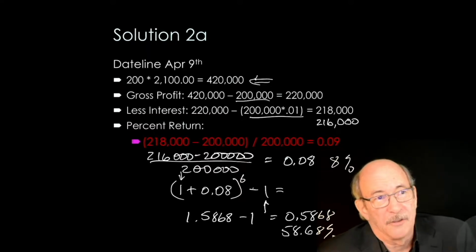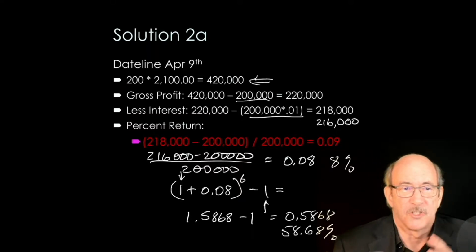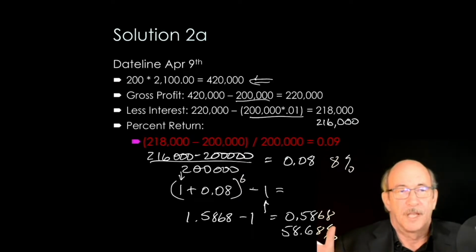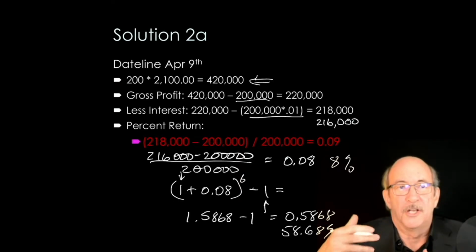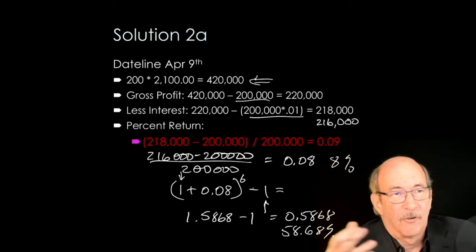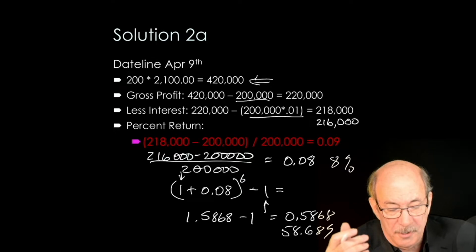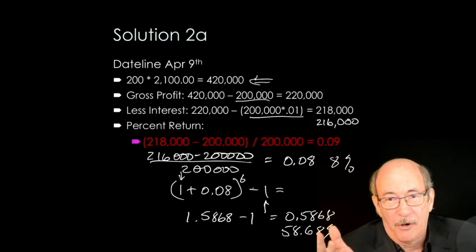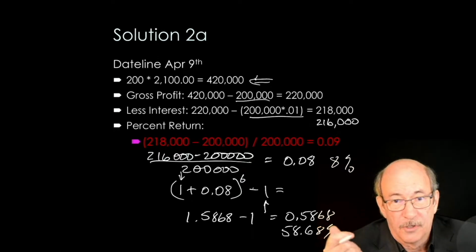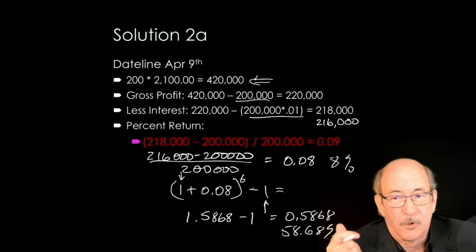Now, actually, the other piece of it, let's say it's longer than a year, we would raise it to 1 over the number of years. So if this were over a 2-year period, we would raise that to the 1/2 power, or take the square root of what's inside the parentheses. Does that make sense? Yeah, thank you. Sure.